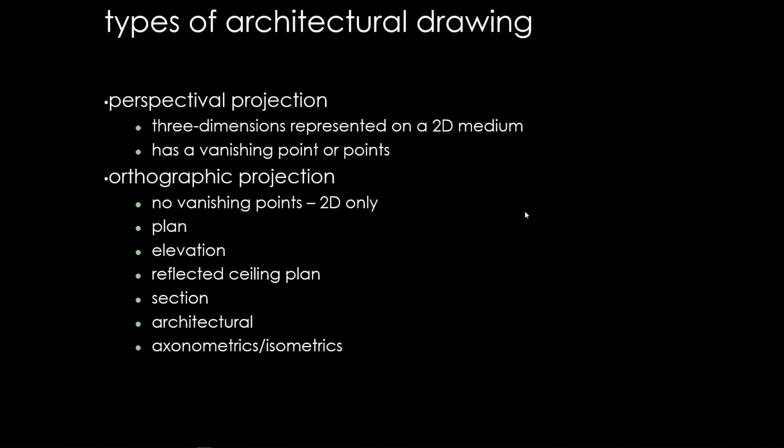Now, this is differentiated from the other class of drawings called orthographic projection. The big difference there is there are no vanishing points. It's two-dimensional only. And these are the drawings that I mentioned earlier: plans, elevations, reflected ceiling plans, and a few other more interesting flavors.